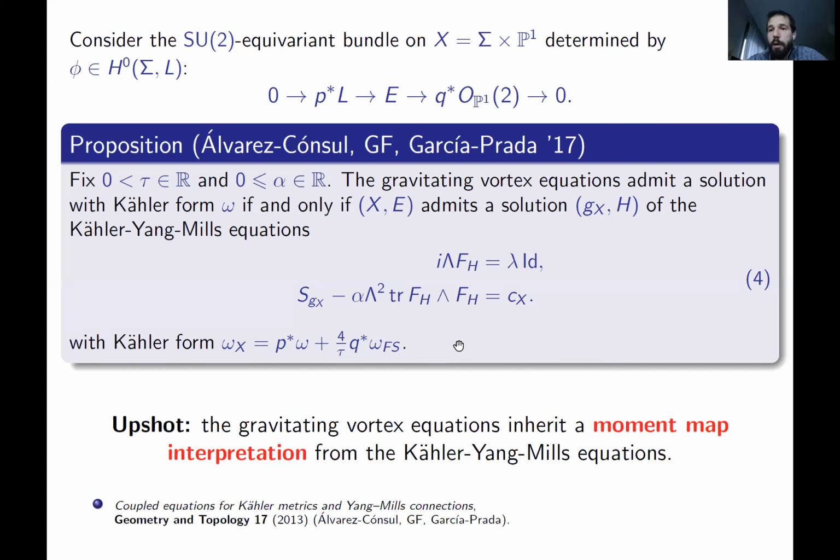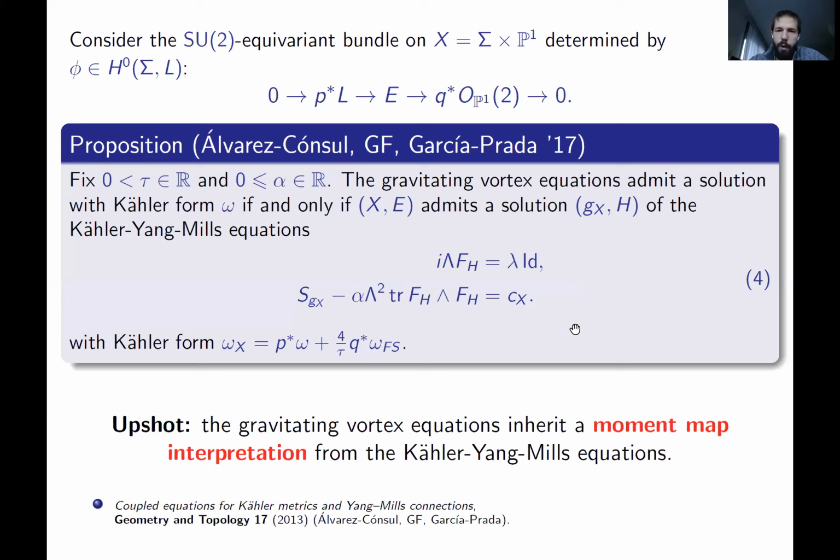The upshot of this proposition is that the gravitating vortex equations automatically inherit an infinite dimensional moment map interpretation from the Kähler Yang-Mills equations. So the reason why we initiated the study of these equations is because they appear naturally in an infinite dimensional moment map construction, which couples the familiar story for the Atiyah-Bott-Donaldson symplectic structure in the space of unitary connections with the Fujiki-Donaldson symplectic structure in the space of almost complex structures.